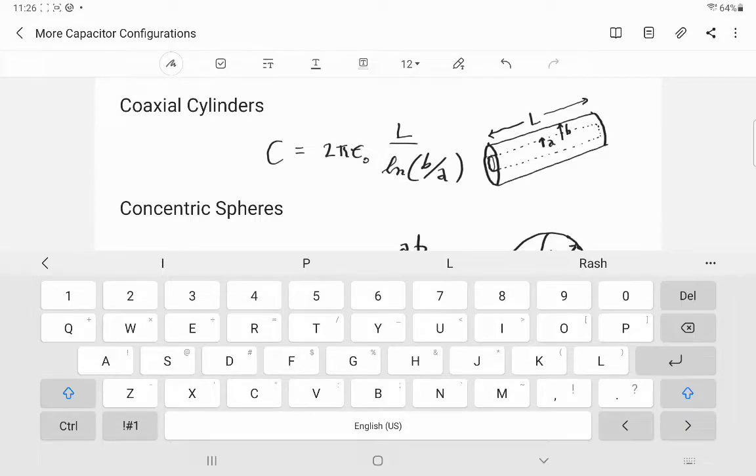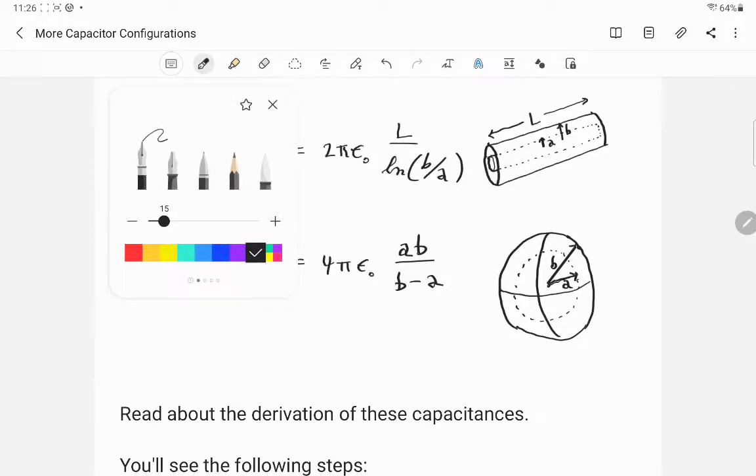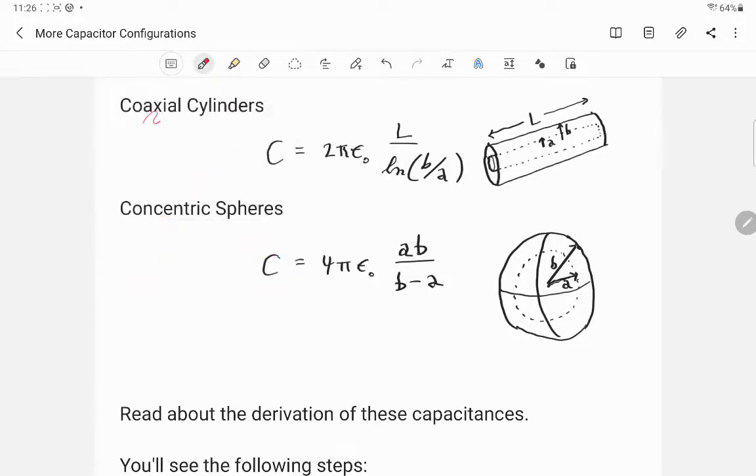The first one is called the coaxial cylinders case. So coaxial simply means I have two cylinders that share the same axis. You can see it over here on the right. I've got an outer cylinder, which is a conductor, right? Capacitors are always made out of conductors.